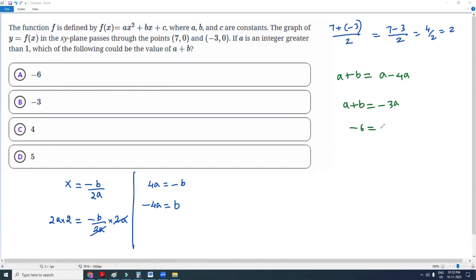Then we have -6 equals -3a. Let me divide both sides of this equation by -3. Then this -3 will cancel out. A negative will cancel out. 6 divided by 3 is 2. On the right side, we have a. Here I got the value of a, that is 2.